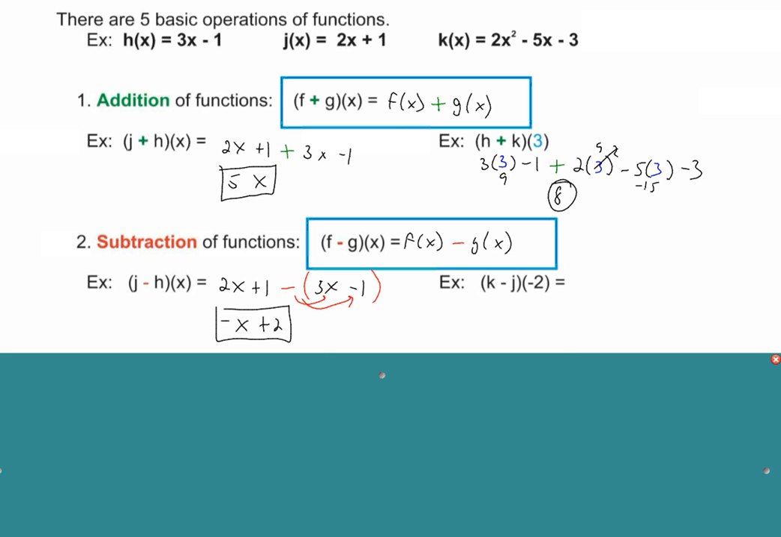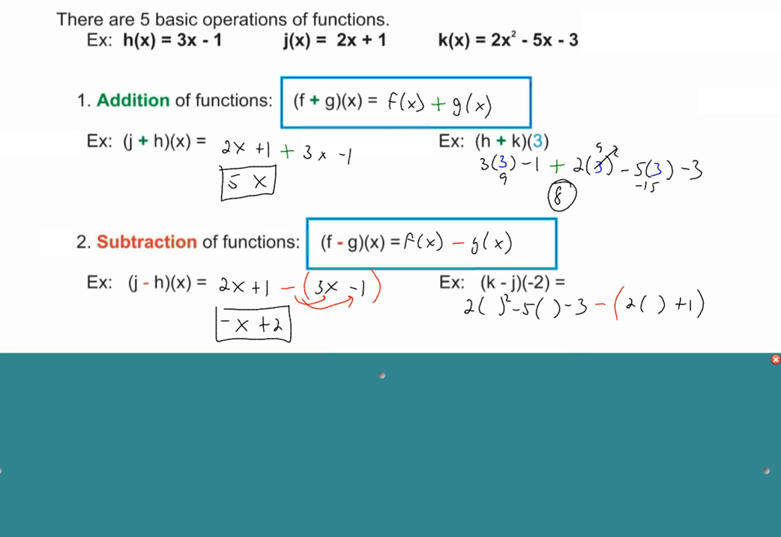Now again, the second example, we want a specific output. We want the k minus the j for the input of negative 2. Okay, so I'm going to take the k function. I'm going to do this underneath so I have more room, and wherever the variable is, I'm going to put a parenthesis so we can put in that negative 2. Okay, that's k. I'm going to take my red minus parentheses. What is j? 2 parentheses for the x plus 1 close parentheses.